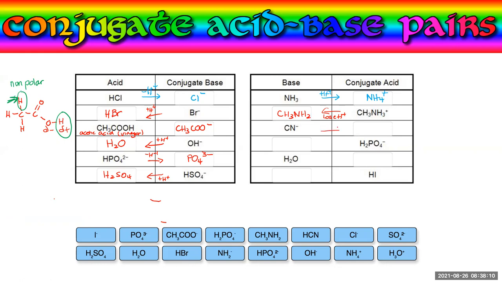CN minus, to go to the acid form, we're going to have to gain our H+. So this is going to give us HCN. To go to the base form from H2PO4 minus, we're going to lose a hydrogen ion. So we're going to get to HPO4 with two minuses. Water, to go to its conjugate acid, we're going to need to add an H and add a positive charge. And hydrogen iodide, to go to its base, we're going to have to lose H plus. So we're going to get to I minus. How did you go with those? Hopefully better than I did.